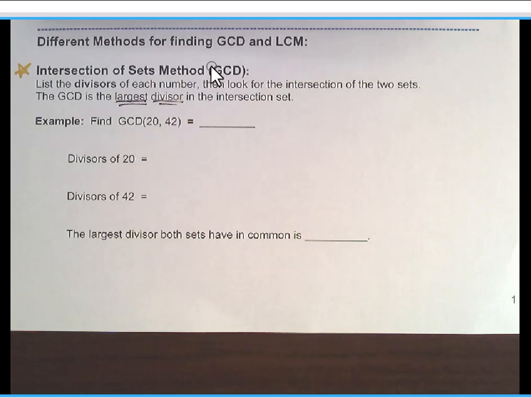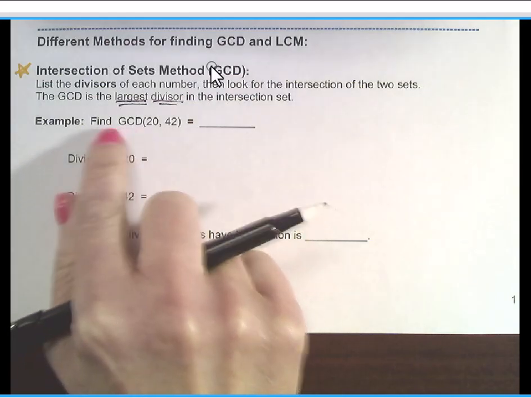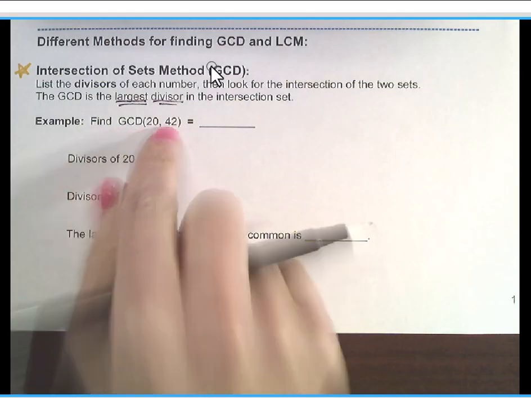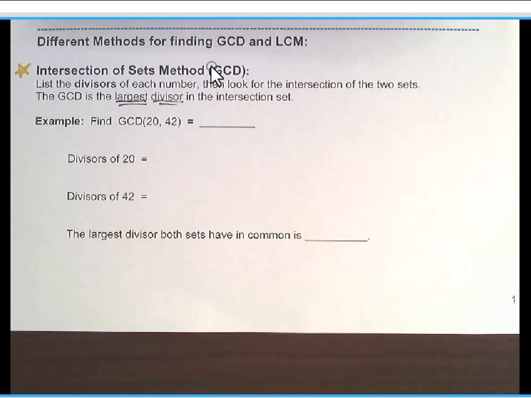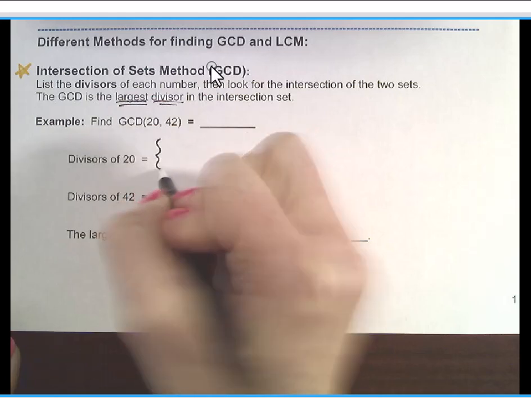But this is going to require us to list out all of the divisors of each of these numbers, so I hope the numbers aren't very big. So what we're asked is to find the GCD of 20 and 42. That's what that says. So I'm going to list out all of the divisors of 20 and then all the divisors of 42, and let's see if we have any overlap.